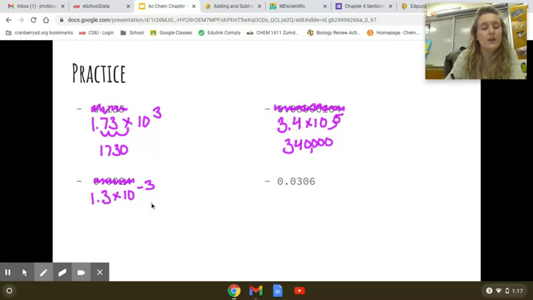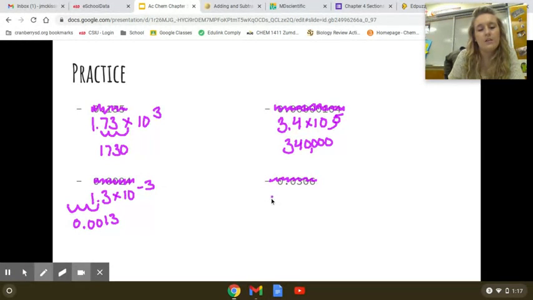And then if we had a really small number, so if it was 1.3 times 10 to the negative 3, now we know because this is a negative exponent, we need a really small number here. So we're going to move it 3 to the left. 1, 2, 3. So we're going to have 0.0013 as our answer.